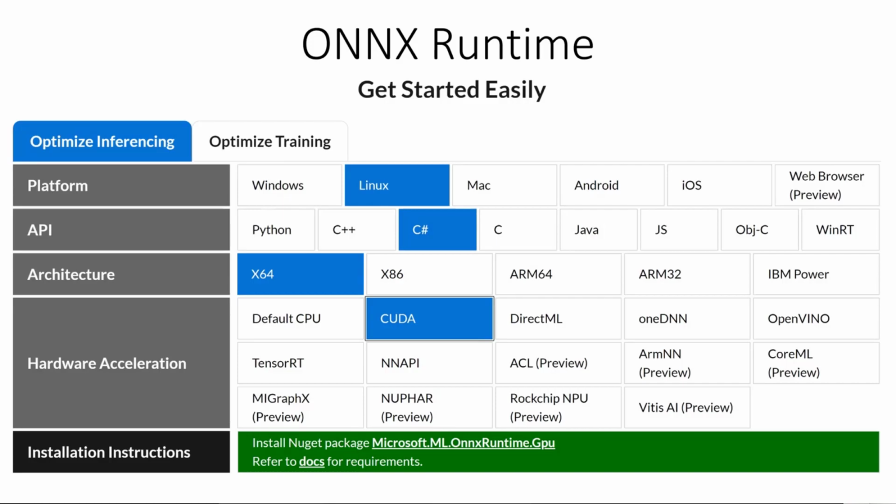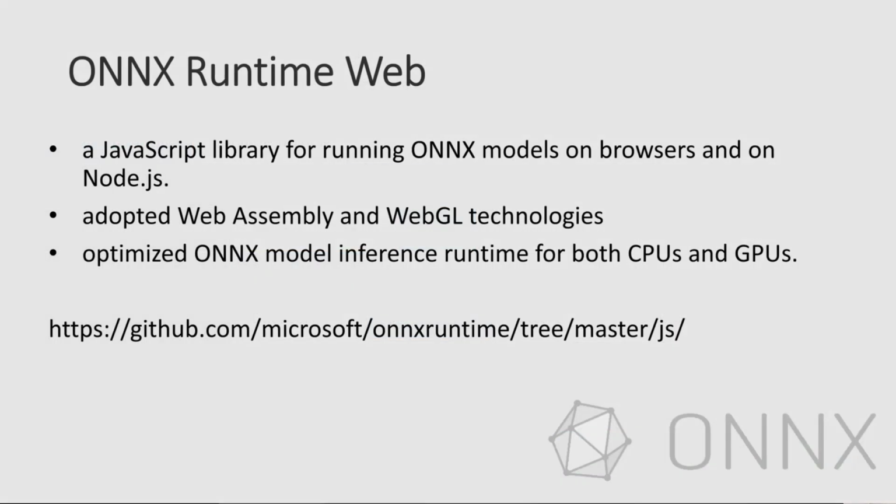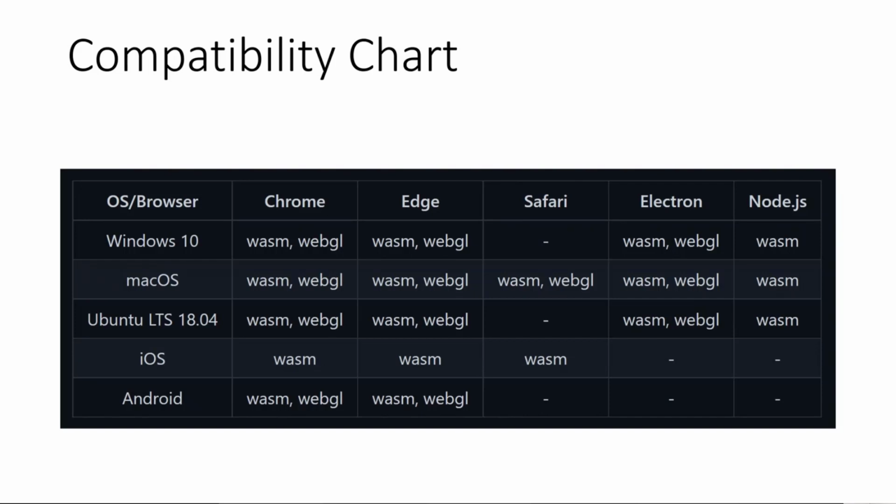It's also available for JavaScript. If you want to use it in JavaScript or Node, there's ONNX Runtime Web that runs in the browser itself, or you can run it in Node on the web server. It's using WebAssembly and WebGL technologies, so it will run on both CPUs and GPUs. It is compatible with Chrome, Edge, Safari, Electron, Node.js, Windows 10, macOS, Ubuntu. It just opens up a lot of things that you can integrate, machine learning models into your application.